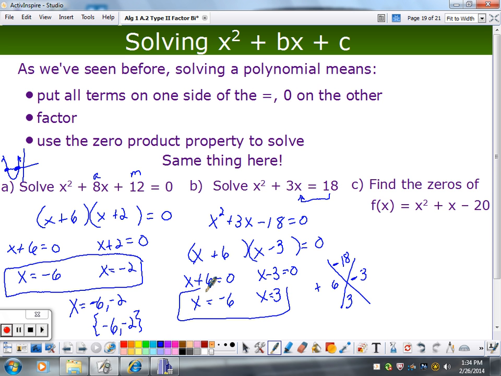Two solutions will work. Plug a negative 6 in, you're going to get 18. Plug a 3 in, you're going to get 18. You can verify it that way. And I do that a lot too if I'm not quite sure. I use my calculator to help me sometimes.